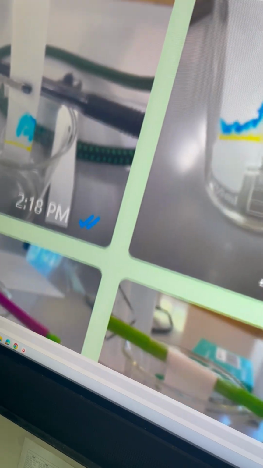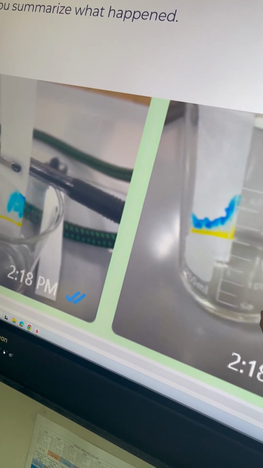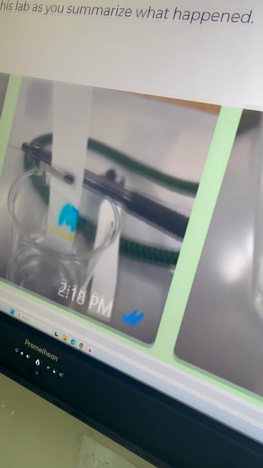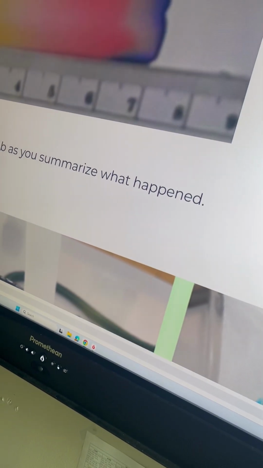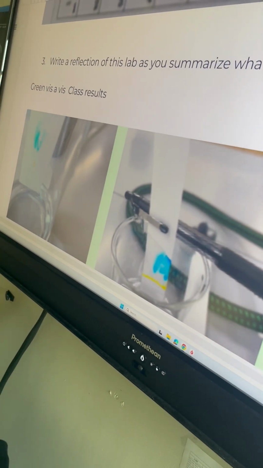These were actually last year. I thought these were this year, but these were last year. Very similar. And that's it. That's all for the chromatography lab. So I think we understand it. I hope we do.